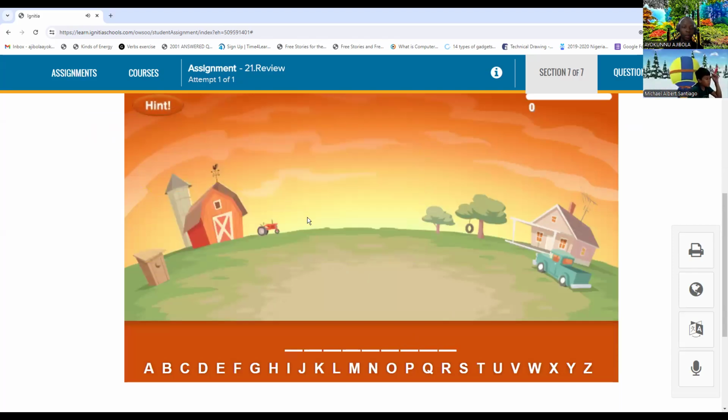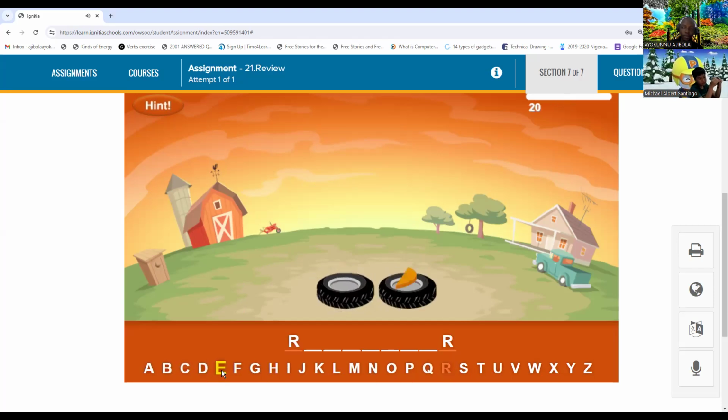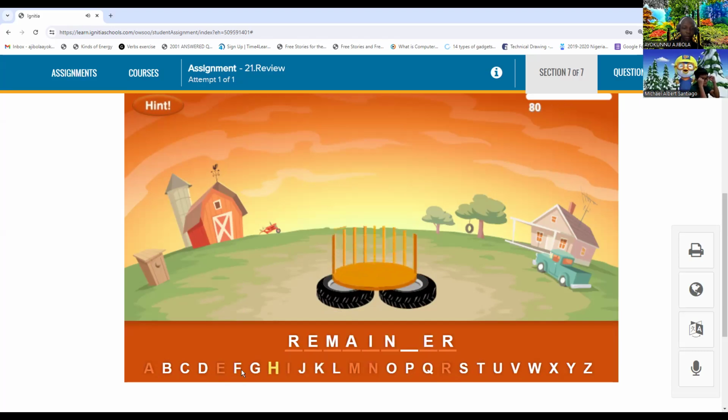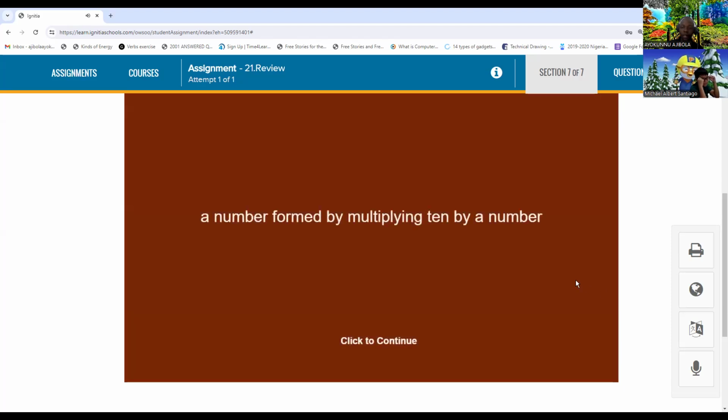The amount left over after dividing 2 numbers. What is the word for the amount left over? You call it remainder, right? Yes. R-E-M-A-I-N-D-E-R, okay?